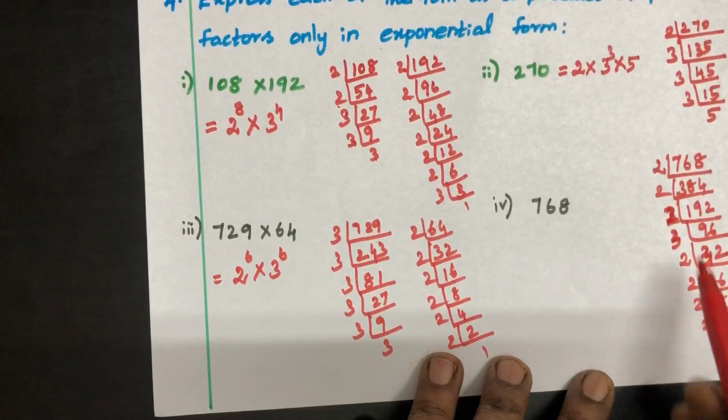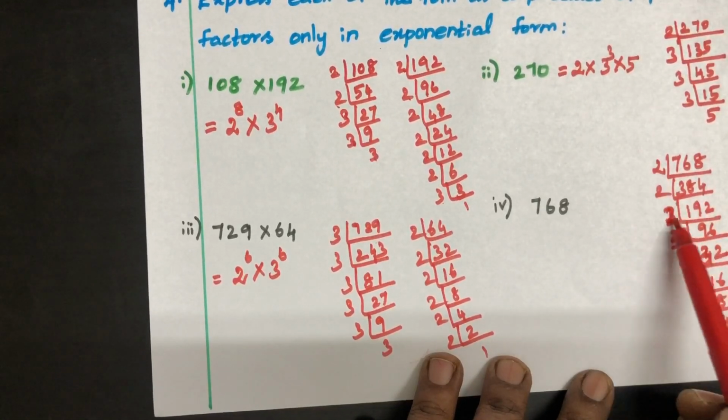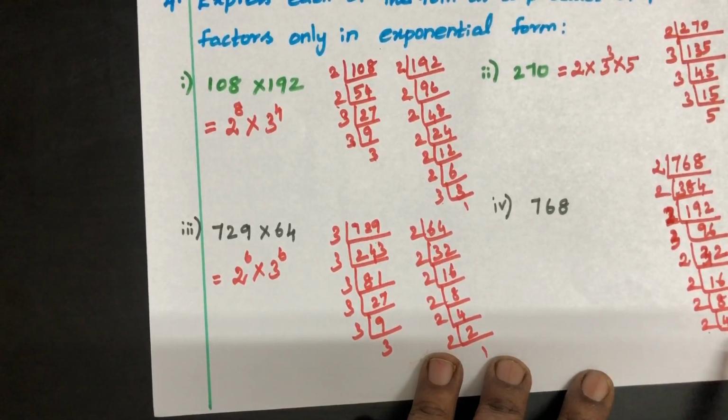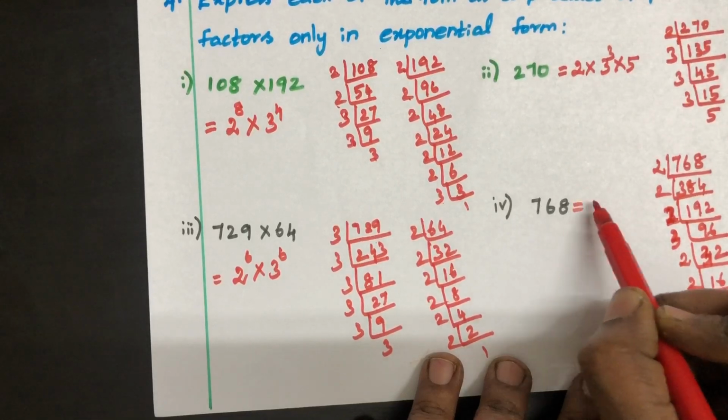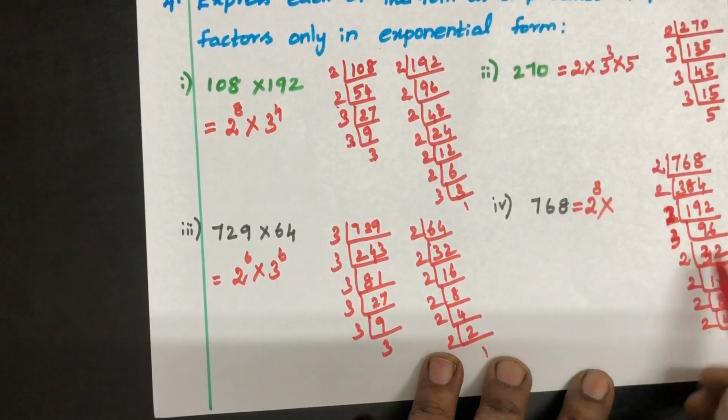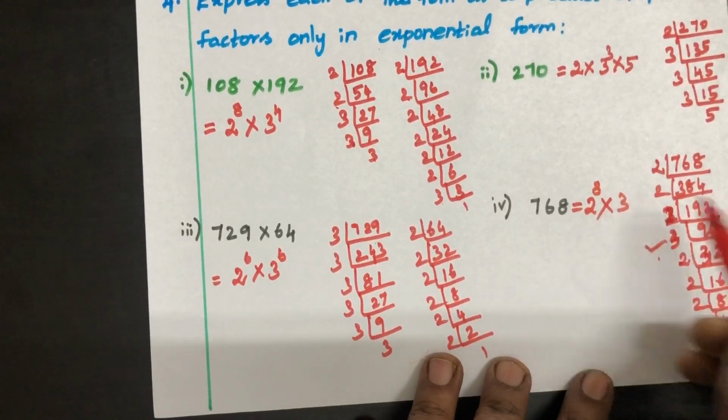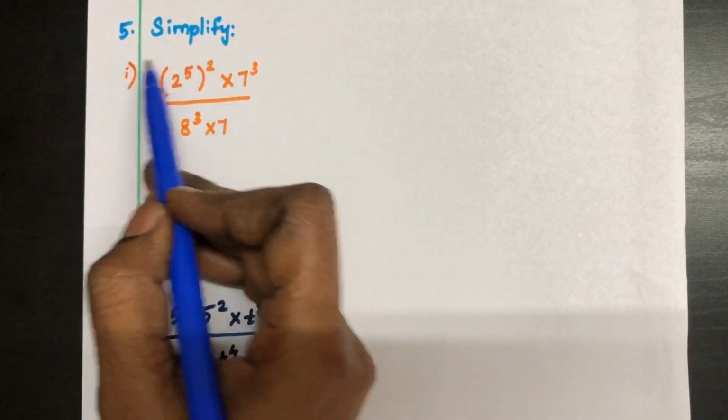We are going to check how many 3's, how many 2's. 1, 2, 3, 4, 5, 6, 7, 8 2's, which is equal to 2 power 8 and only 1 3 present, into 3. Simplify. Fifth question.